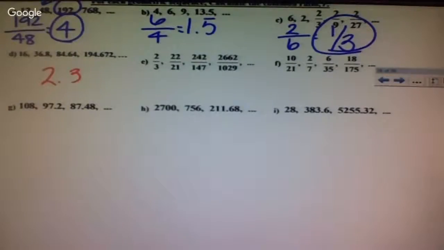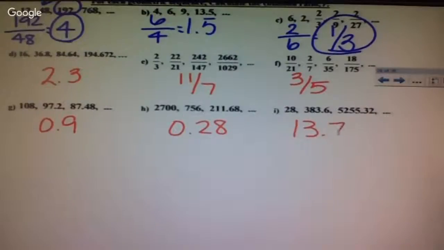2.3. 11/7. 3/5. No way. 0.29. What if I turn it into a fraction? What if I left it at a decimal? 13.7. So you have to turn them into fractions. I would leave it as a fraction. What about G and H? I made them into a fraction.